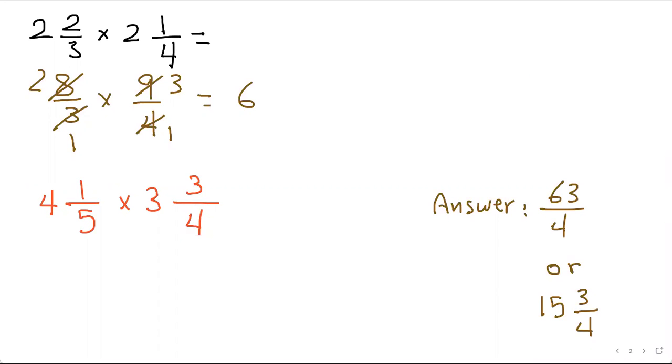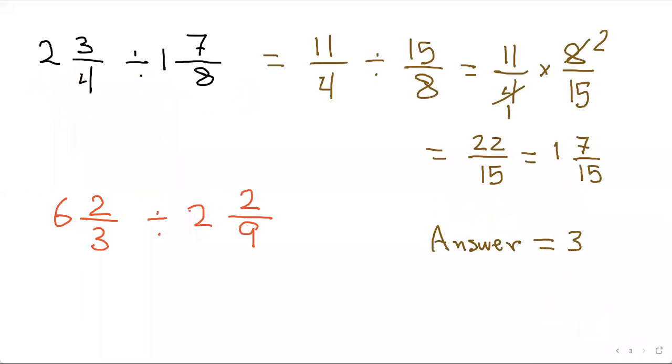So here you go. The answer for this will be 63 over 4 as an improper fraction. If we want to change this to a mixed number, you're going to get 15 3/4. And then the one with division, the answer will be simply 3. So these are the two answers. I hope you get them right. If you didn't, just try again until you get the right answers.